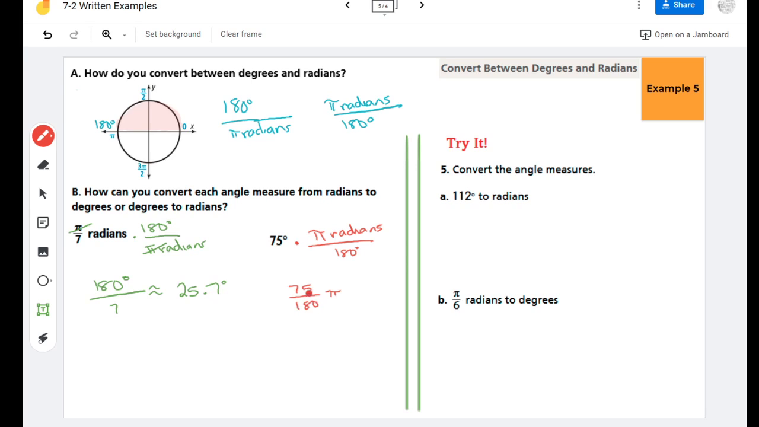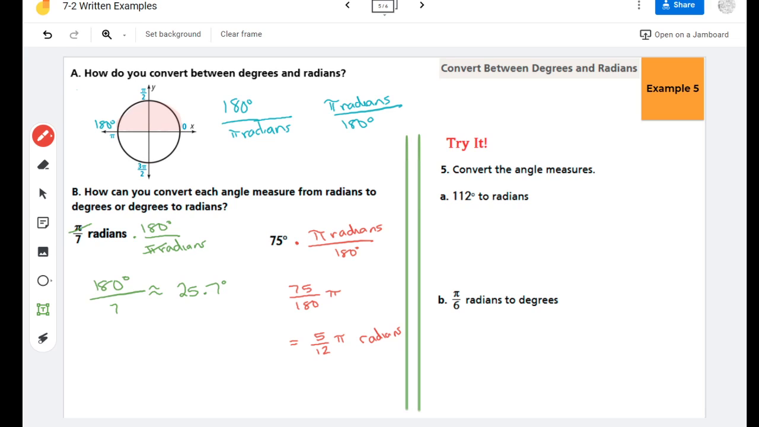Now both 75 and 180 are divisible by 15. So if I were to reduce that, I get 5/12 pi radians. They might list it as 5 pi over 12. That's acceptable as well.